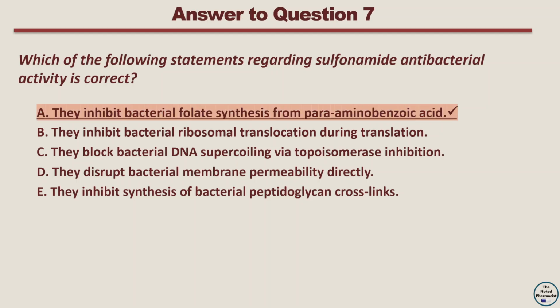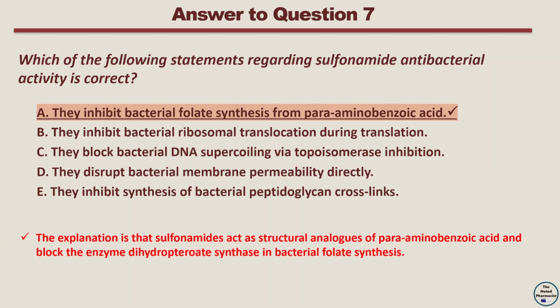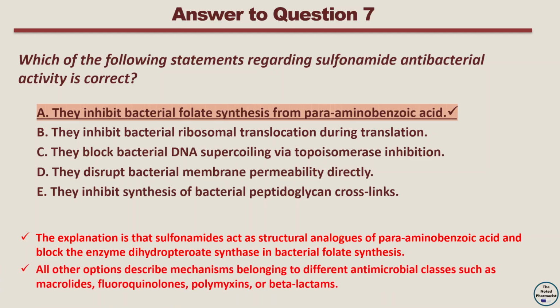The correct answer is option A. They inhibit bacterial folate synthesis from para-aminobenzoic acid. The explanation is that sulfonamides act as structural analogues of para-aminobenzoic acid and block the enzyme dihydropteroate synthase in bacterial folate synthesis. All other options describe mechanisms belonging to different antimicrobial classes such as macrolides, fluoroquinolones, polymyxins, or beta-lactams.